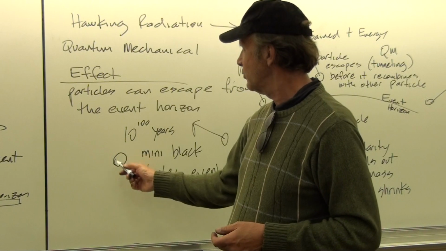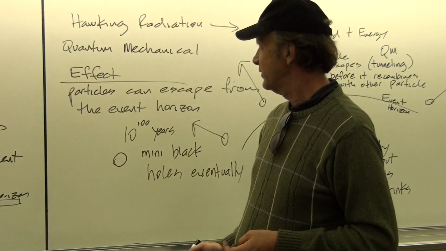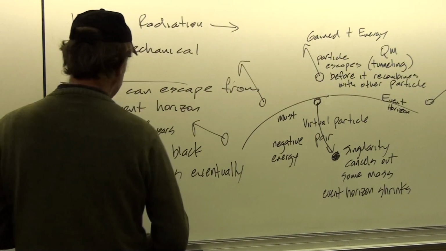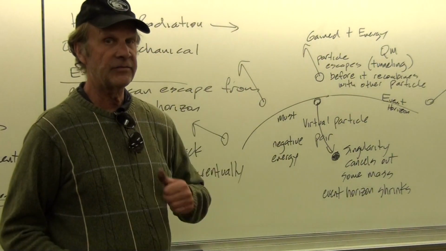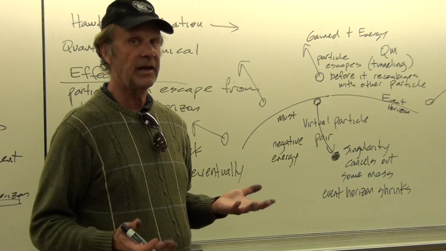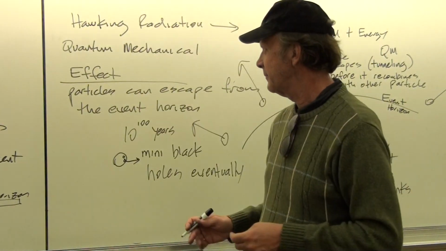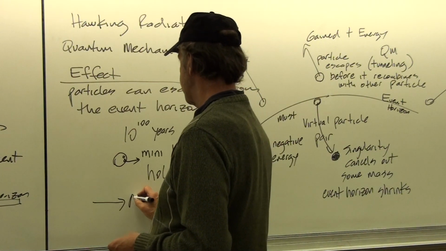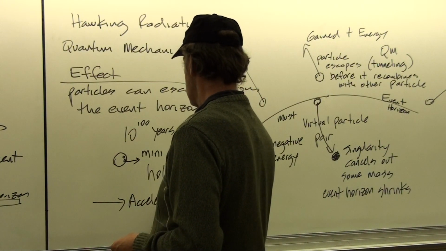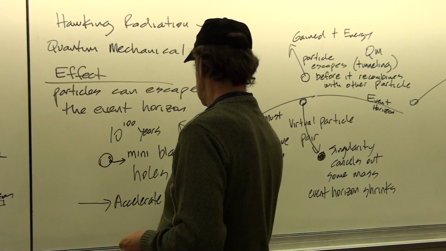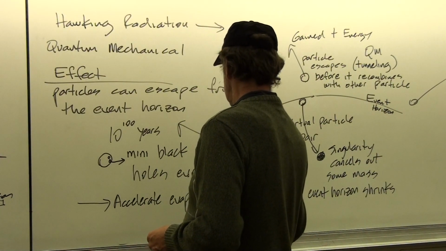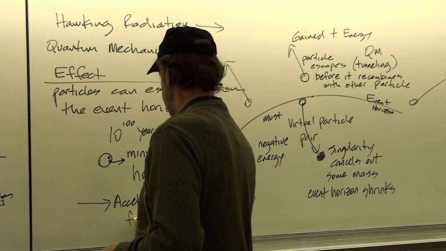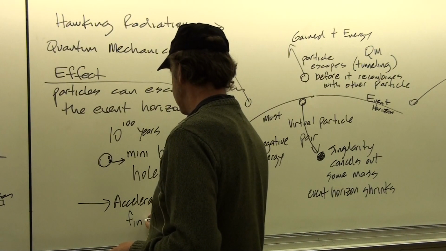But let's just assume that there were some mini black holes in the universe today. Then the energy barrier for the particle tunneling is smaller because it doesn't have to escape from this highly curved region of space-time. It doesn't have to overcome such a big energy barrier. And so we think then that these mini black holes will start to accelerate their evaporation, until eventually it's accelerated so much that it finally explodes at the end. The evaporation is so rapid that it looks like an explosion.